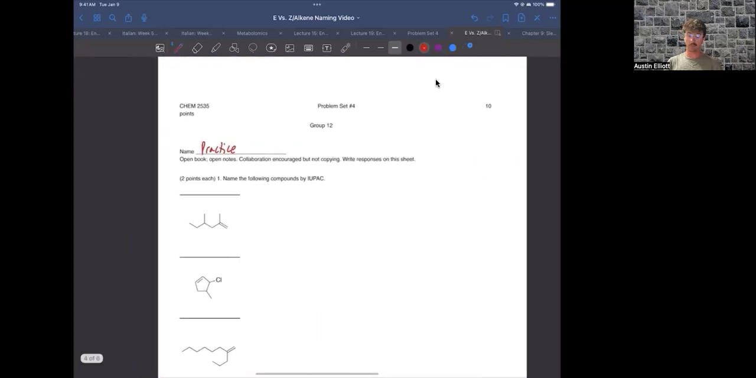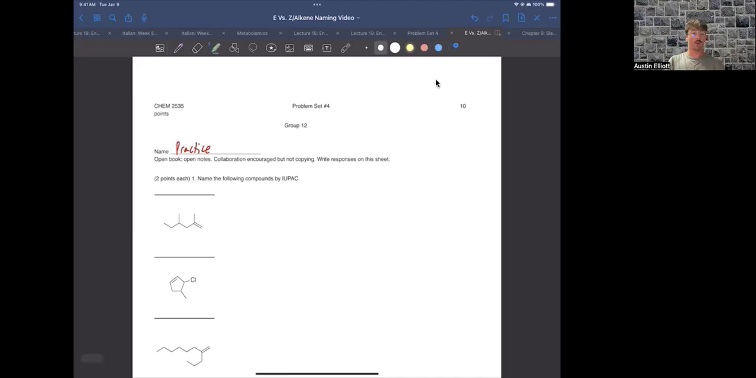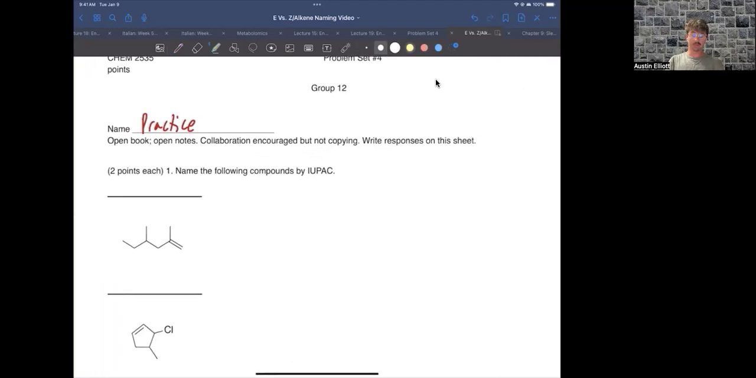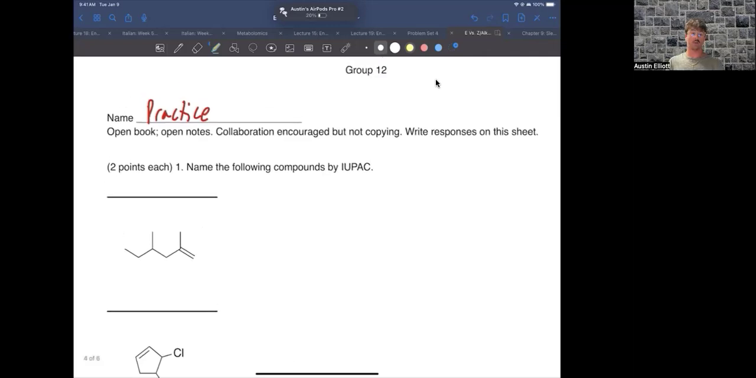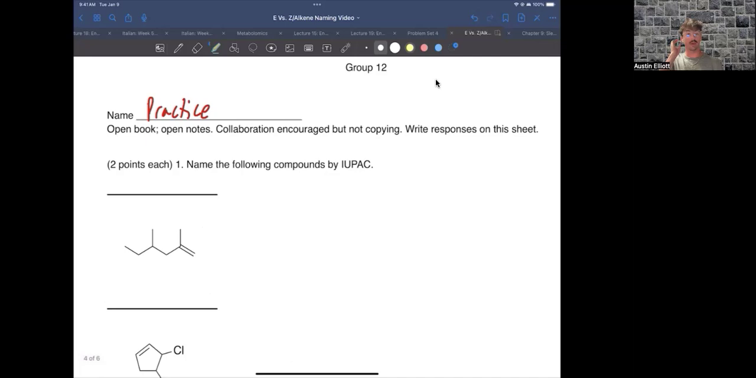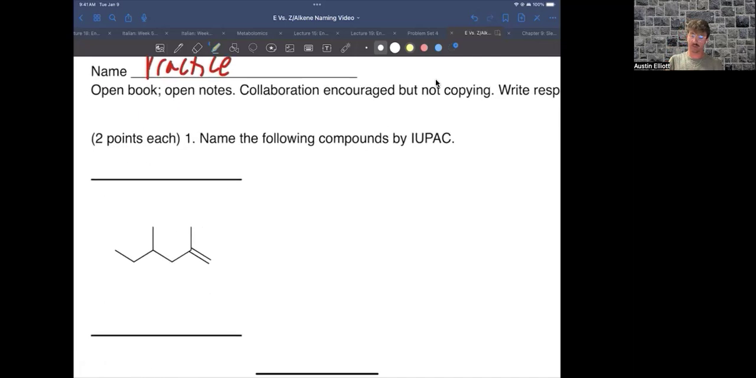So, all right, lastly, we're going to go over one of the problem sets that you have. This is group 12, which I don't believe anybody has, so we're going to go over that one. Some extra practice. So this one's tricky.